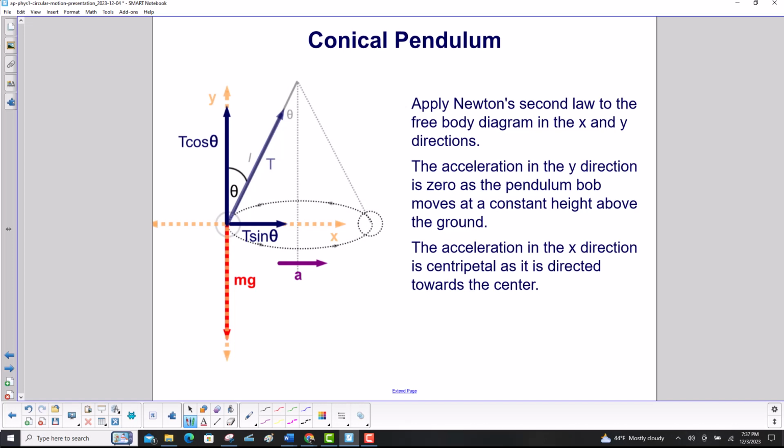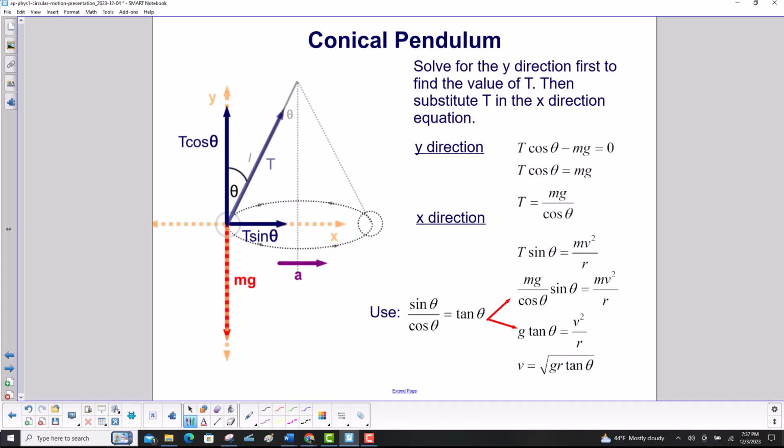Apply Newton's second law to the free body diagram in the x and y directions. The acceleration in the y direction is 0, as the pendulum bob moves at a constant height above the ground. The acceleration in the x direction is centripetal, as it is directed towards the center. Solve for the y direction first to find the value of T. Then substitute T in the x direction equation.